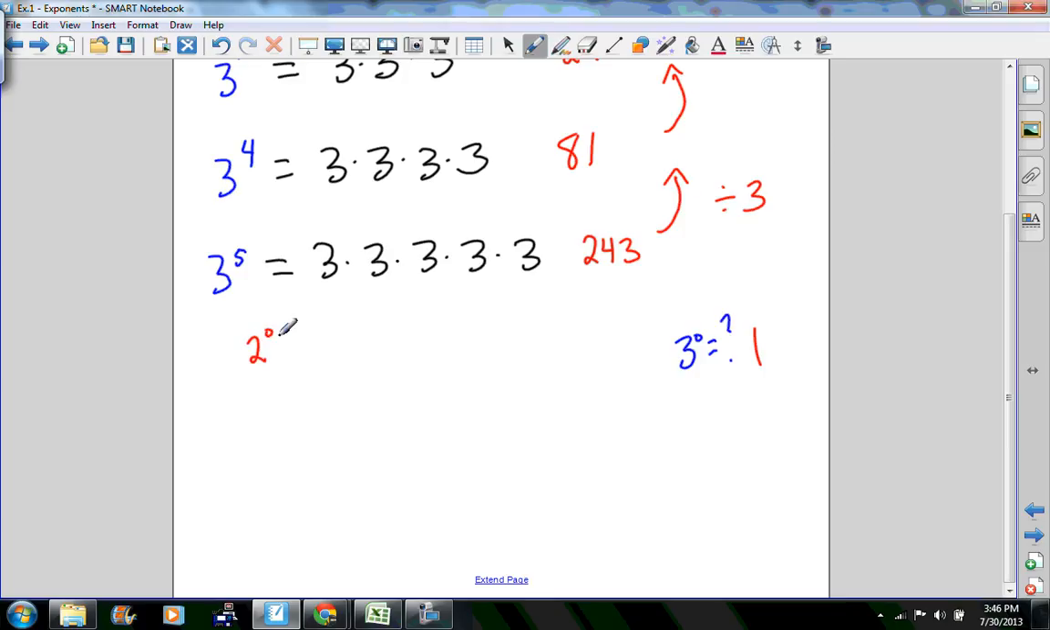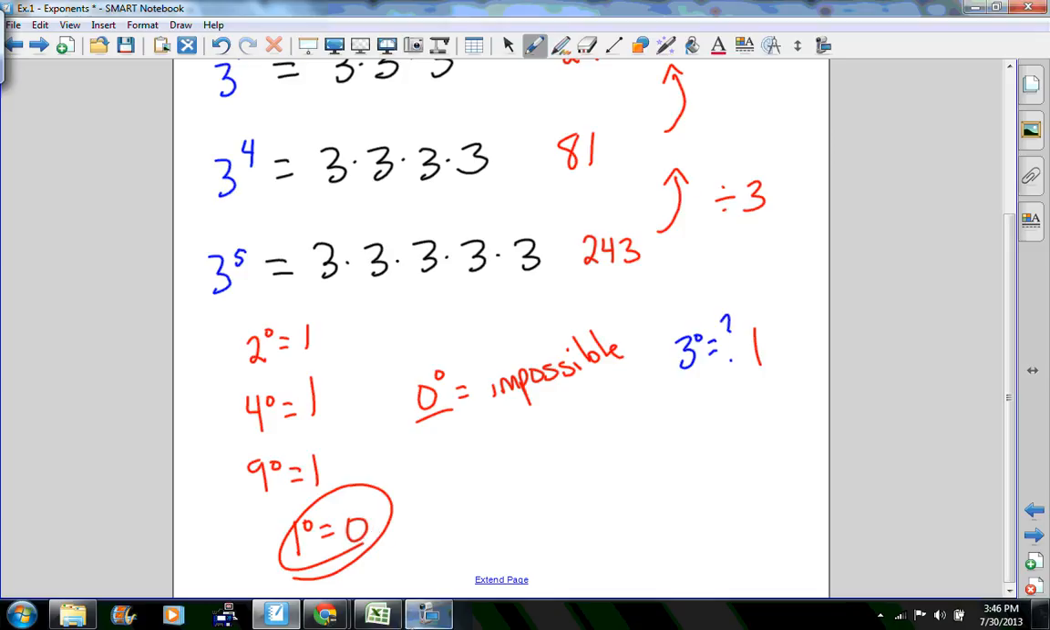Anything raised to the 0 is going to be 1, except for 0 raised to the 0, which is impossible. You can't do that. But anything else raised to the 0 will be 1, not 0. So if you ever write 1 raised to the 0 equals 0, I'm going to circle that and put a giant X next to it, and you get 0 points. You cannot do that. 2 to the 0 is 1. 4 to the 0 is 1. 9 to the 0 is 1. Always 1, never 0. The only one that doesn't work is 0 raised to the 0.